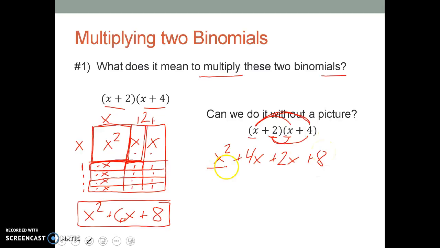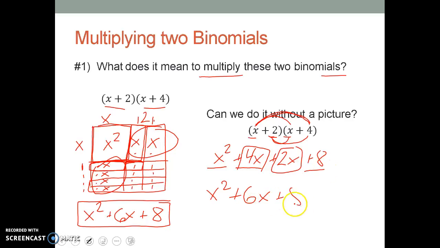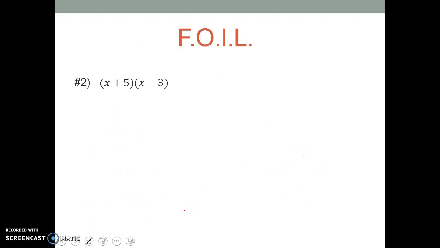And you can see here that I have 1x squared. I have 4 x's here and 2 x's here. Well, 2 x's and 4 x's, that's 6 x's. Plus I have 8. And so I ended up with the same thing that I had before, but I didn't draw a picture of it. I just multiplied it kind of like distributing twice. Well, there's an easy way to remember that, and that is called foiling.